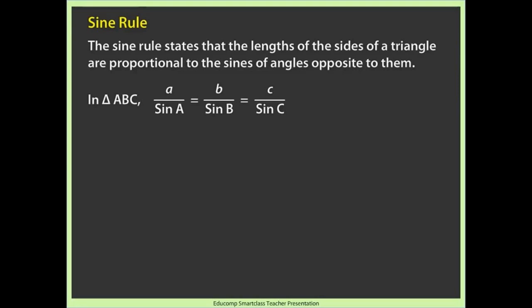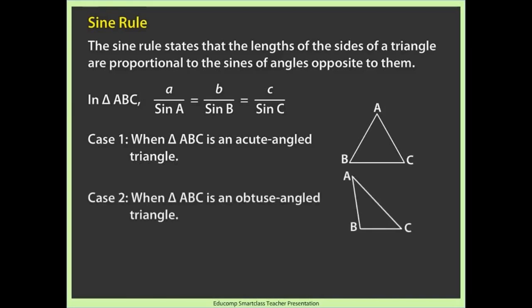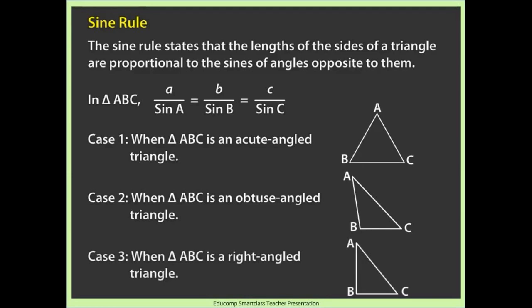To prove this, we have to consider three cases. Case 1, when the triangle ABC is an acute angled triangle. Case 2, when the triangle ABC is an obtuse angled triangle. Case 3, when the triangle ABC is a right angled triangle. Let us first look at case 1.